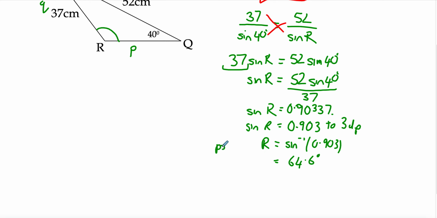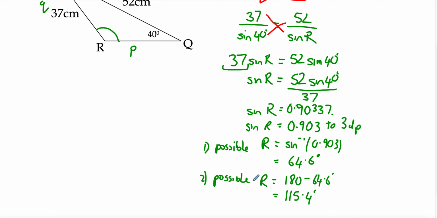So this is one possible value of R, that's angle 1. The other possible value of R is going to be 180 minus that. So this is all you need to do. You need to remember that the other angle that's got the same sine decimal is going to be 180 minus that, and if you do that, you'll get 115.4 degrees. So which one is it?